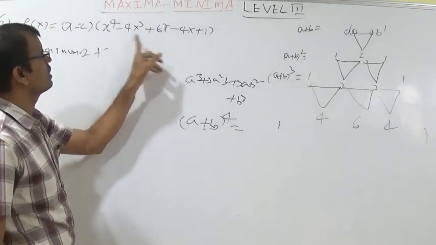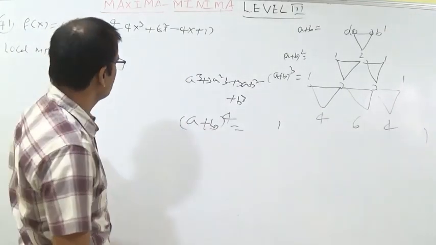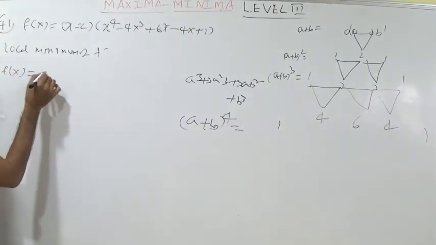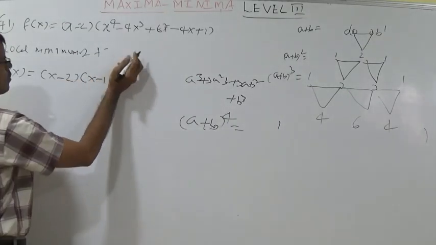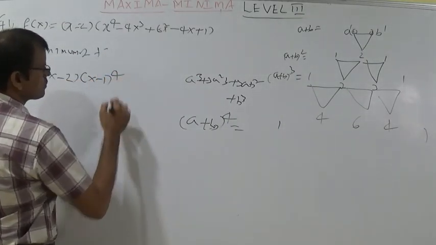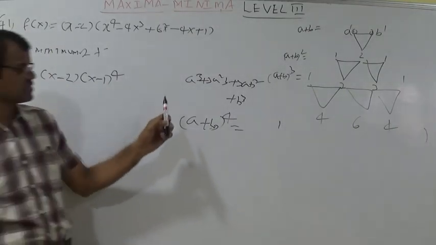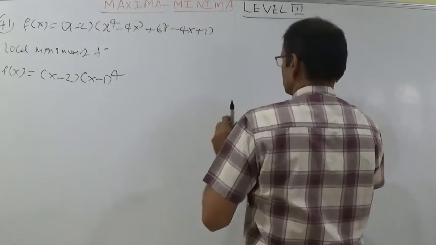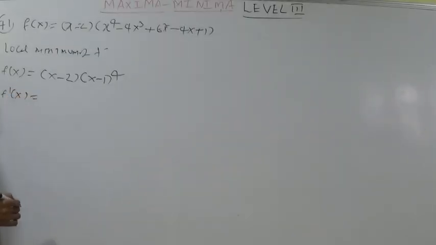If the sign is minus, the signs alternate, so the formula should be in the form of minus 1. So I am writing directly f of x is equal to x minus 2 into x minus 1 whole power 4. Directly we can write this; to understand, I said this thing.